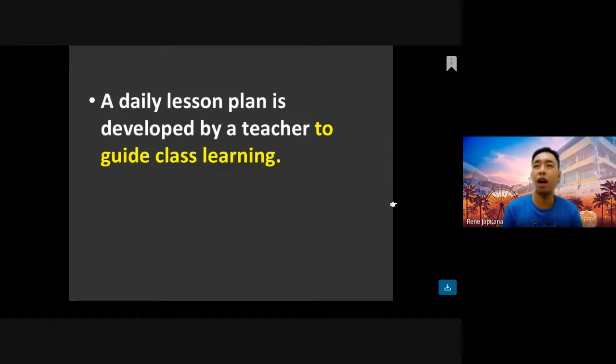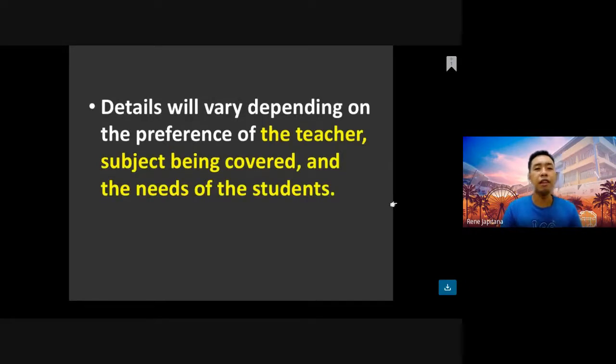We have the weekly plan, we also have the quarter plan, or the unit plan, or the learning plan by quarter, by grading period. Whatever it is, it is still developed by a teacher to guide the class learning. Details will vary depending on the preference of the teacher, the subject being covered, and the needs of the students. So the content of the lesson plan will differ depending on the type of teacher that you are, the subject matter that you are going to teach, and of course, the main consideration, the type of learners that we have.